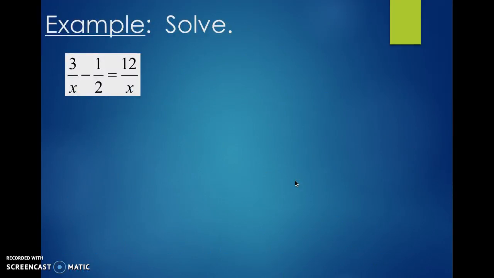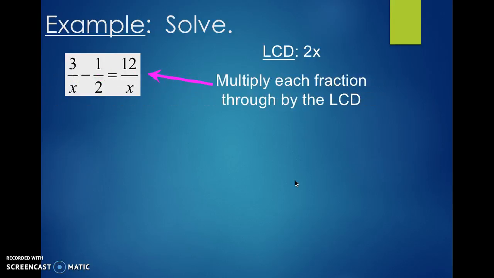Alright, so here's our rational equation we have to solve. To get rid of the fractions, we have to multiply by the least common denominator, which would be 2x. So if each denominator was 2x, the fractions can go away if we multiply the tops by 2x. So multiply each top by 2x. Remember, what you do to one, you have to do to everything. So we multiply the 3 by 2x, the 1 by 2x, and the 12 by 2x.